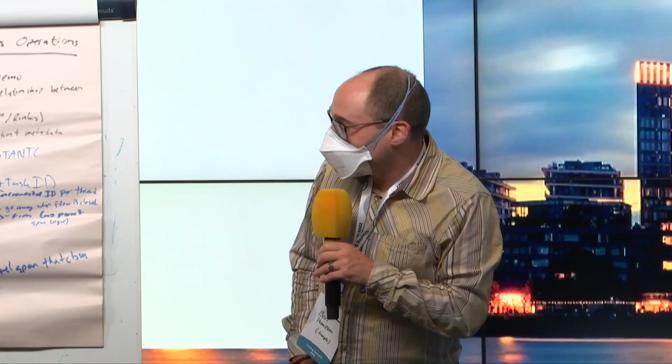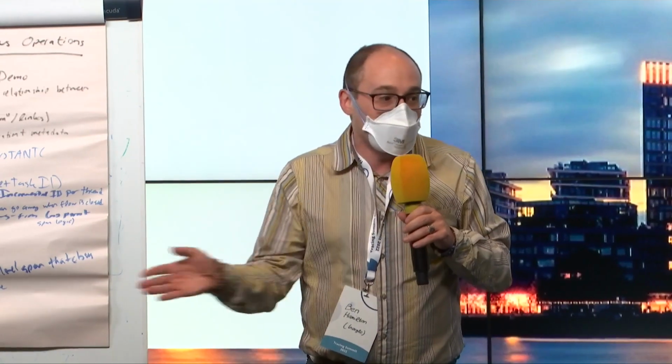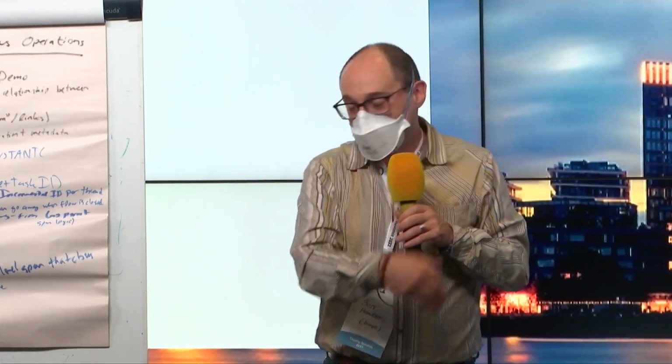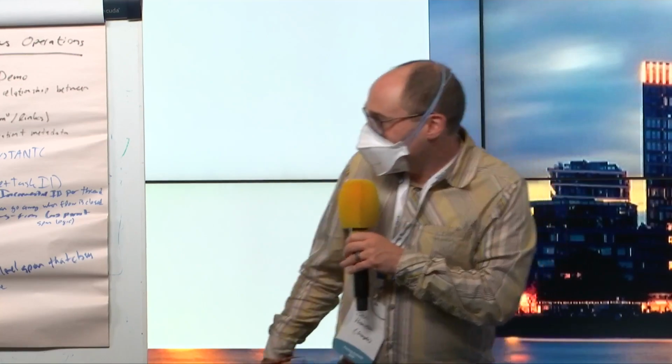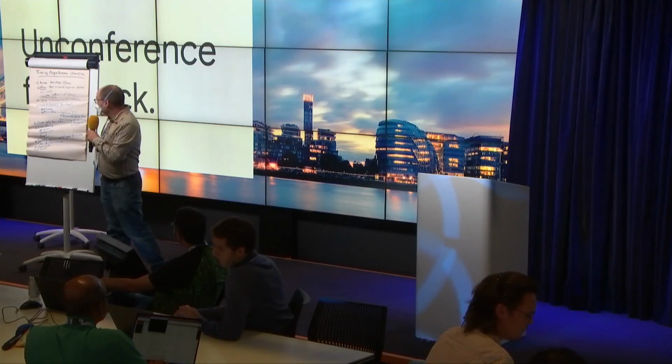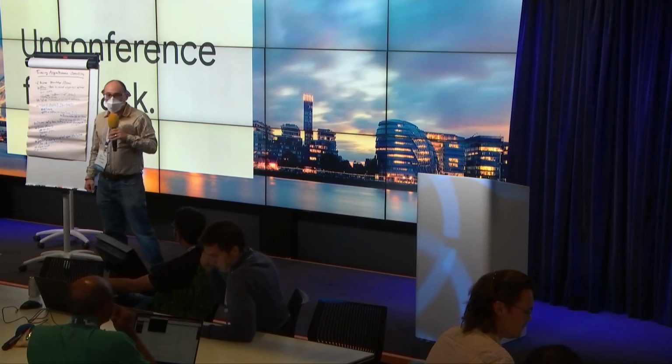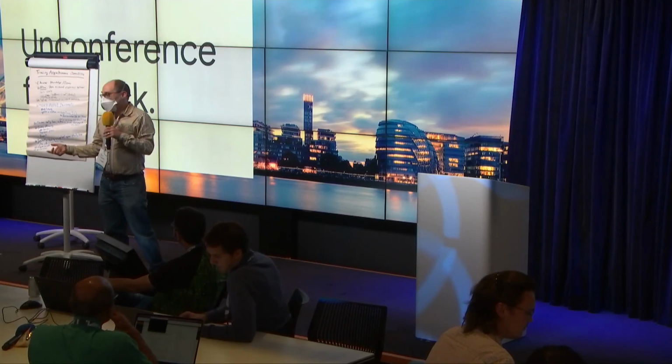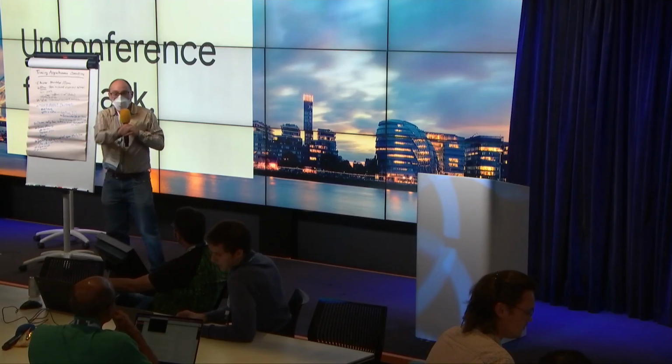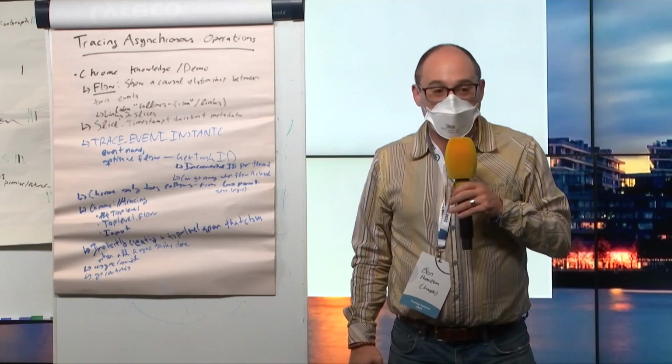They use the terminology flow to identify a group of horizontally related tasks, where A is followed by B followed by C. And then we talked about how the Chrome technique is fairly manual. At the beginning of a flow, you have to allocate an ID. That ID has to be stored somewhere and passed from async operation to async operation.